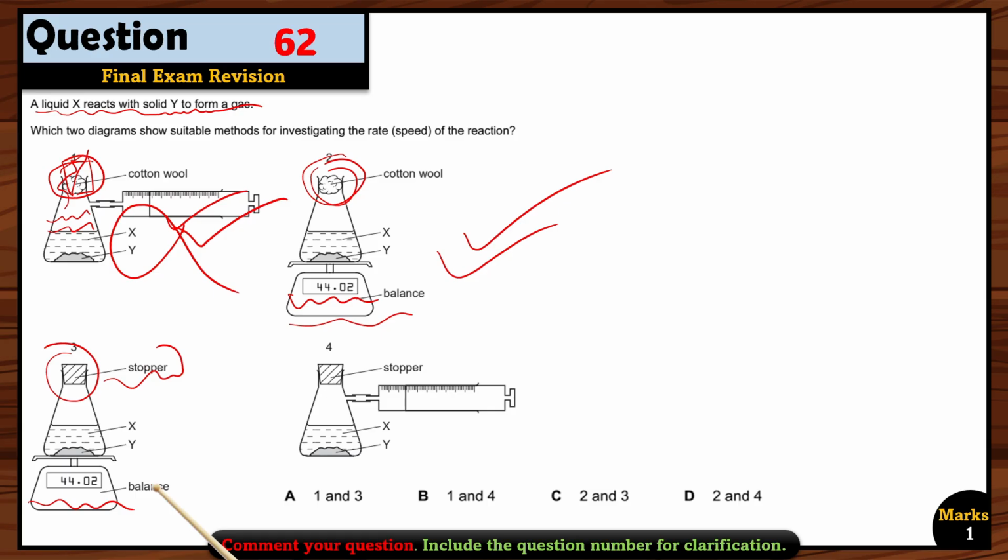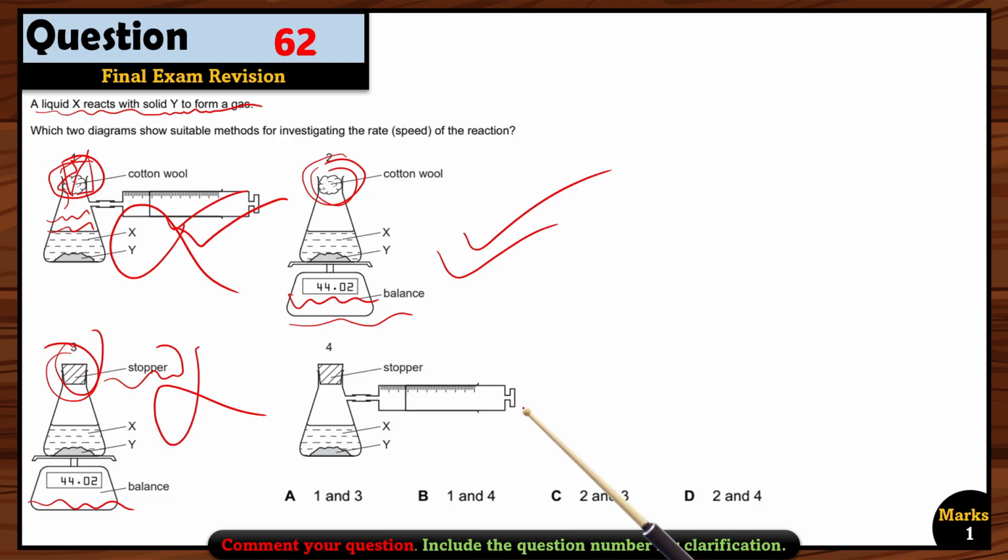Okay, you cannot see any change in the weight because the product, the reactants, everything is in this beaker now. So how will you know that the reaction has finished or been completed? Because the product is not going out, right? So this option is wrong. Why? Because they have used the stopper.